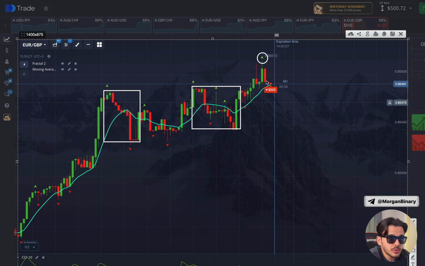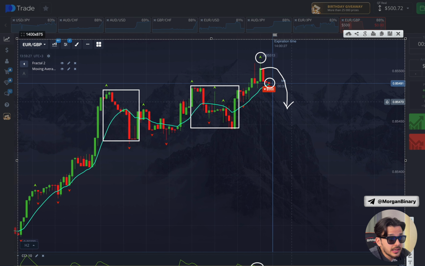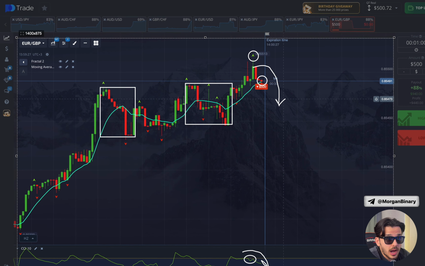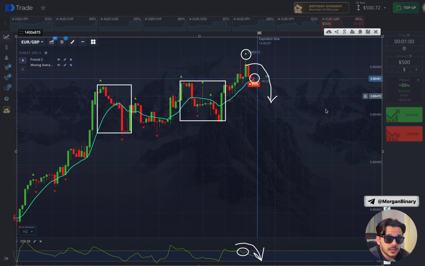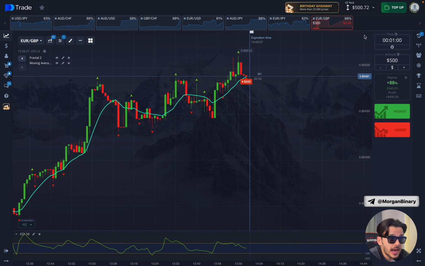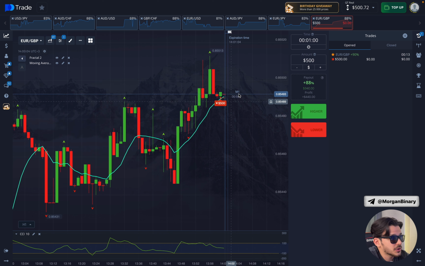So a local minimum should be formed. Also, the crossing of the moving average from top to bottom is taking place. And the oscillator has also come out of the overbought area. So in this case, I open a trade on the downside. So let's watch the result.